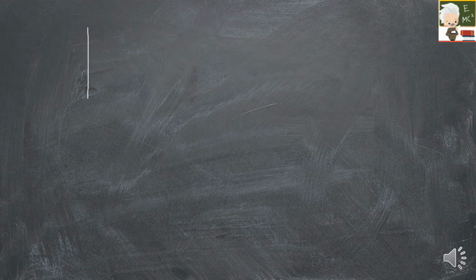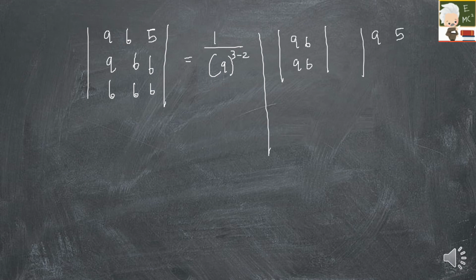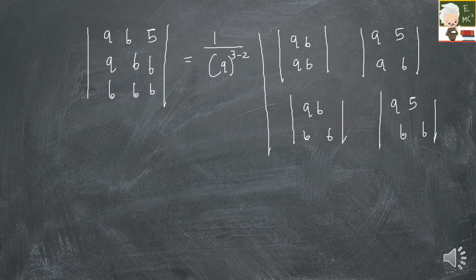Let me take the elements as 9, 6, 5, 9, 6, 6, 6, 6, 6. I have to do it by the reduction method. 1 by the first element, which is 9, order 3, so 3 minus 2. First let me write the first two rows: 9, 6, 9, 6. Next is the first and the third column: 9, 5, 9, 6. And the next is the first and the third row: 9, 6, 6, 6, and 9, 5, 6, 6. Right? Okay.